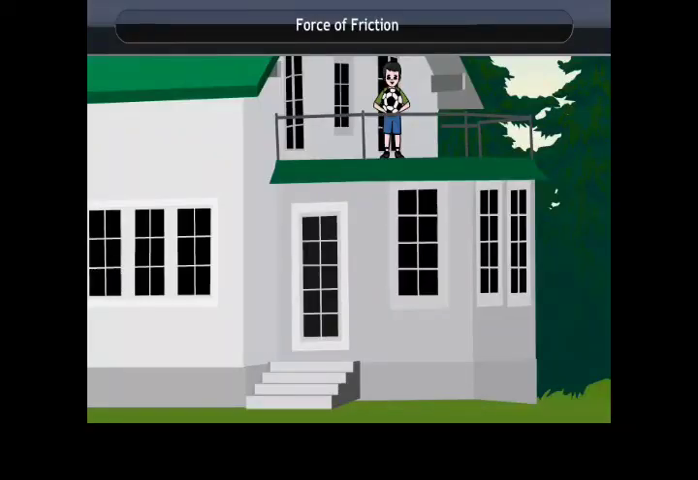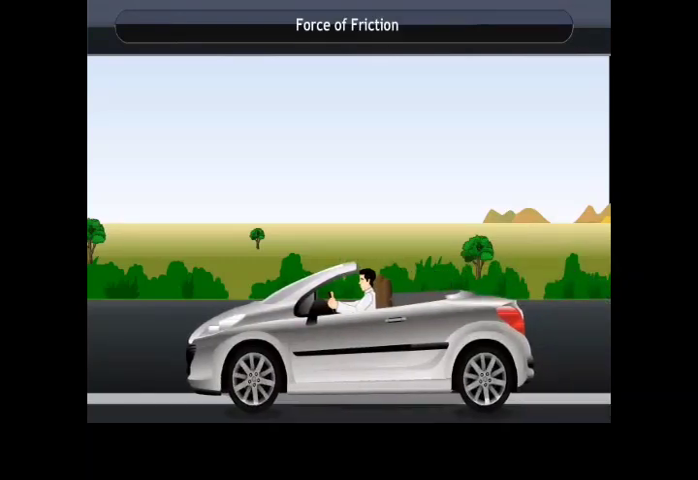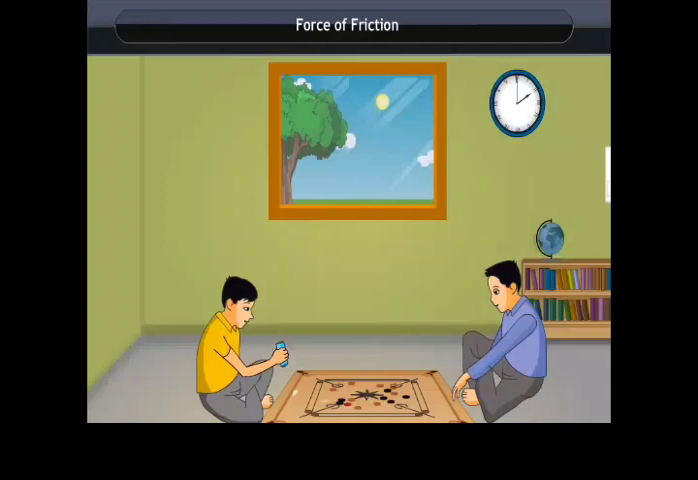Force of friction. Have you ever wondered why a ball moving on the floor stops after some time? Who stops it? Even a moving car comes to a stop as we apply brake to it. Why? Why is it difficult to walk on a smooth surface like ice? Why do you put talcum powder on your carom board as it gets older? Answer to all these questions is friction.